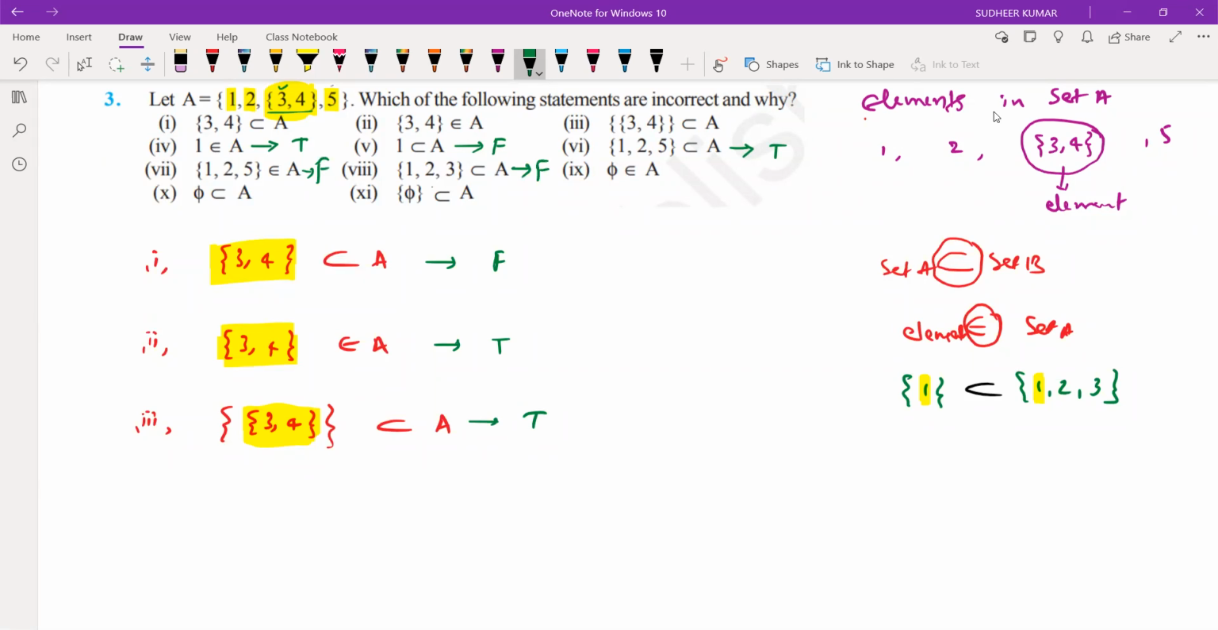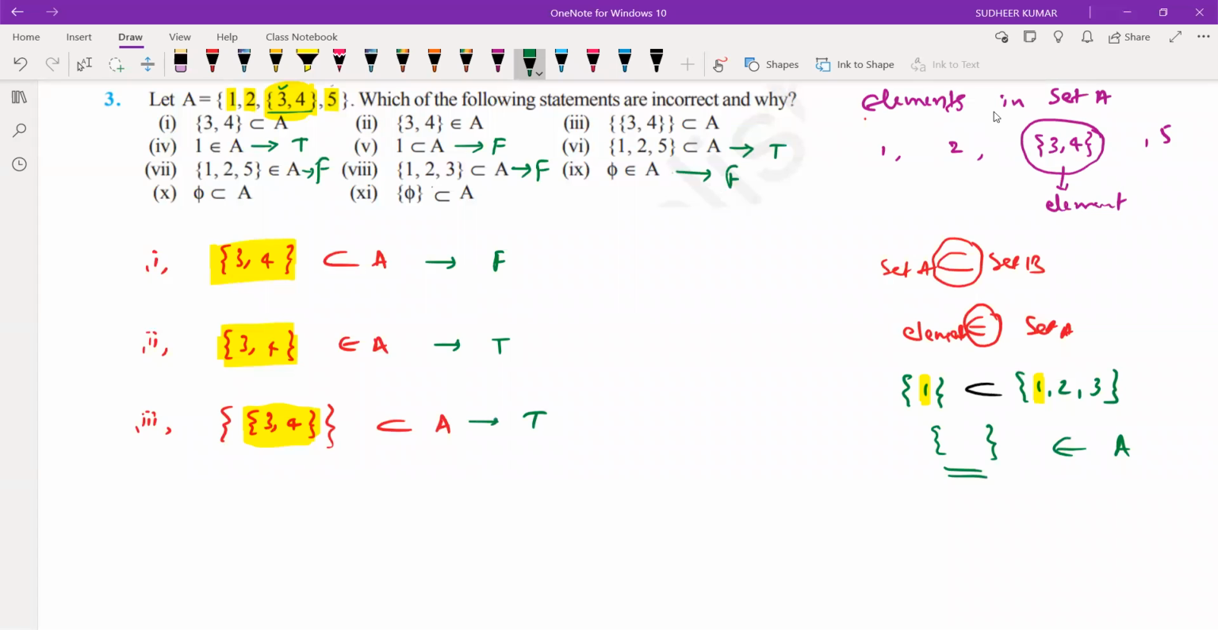Next, ninth one: 5 belongs to A. False, sir. What does 5 mean? Null set. That means this is a set belonging to set A. Is it true or false? False, sir. Both sides are sets, so it is false.